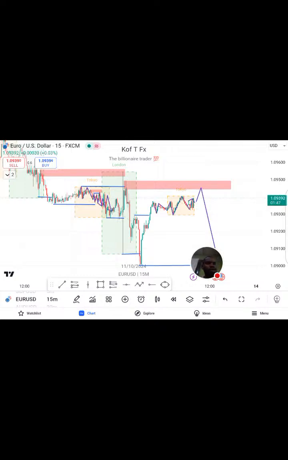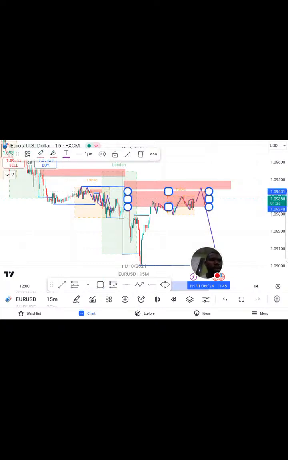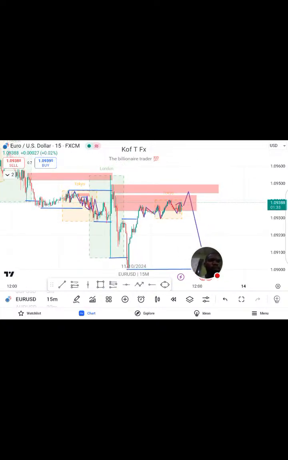We have an inducement. So this is what is currently happening on the chart. When it's around this area, this POI, that is where price is reacting right now. But as it is, I'm off the chart for this pair.